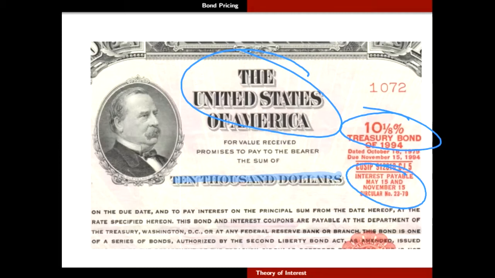So, kailan ang maturity date? Ang maturity date ay ito, November 15, 1994. Where is the price of the bond? Ito siya. Value received. That is the amount being loaned by the USA.